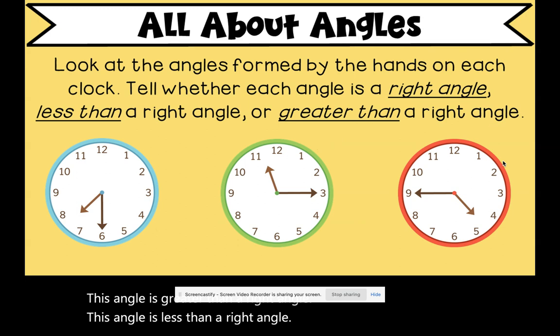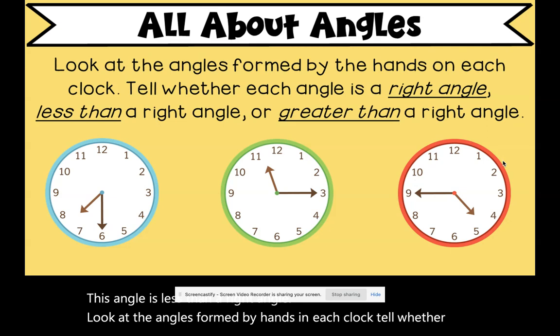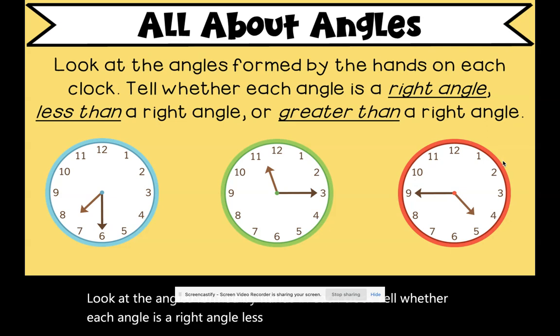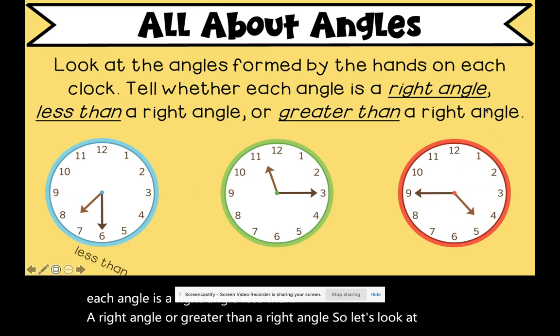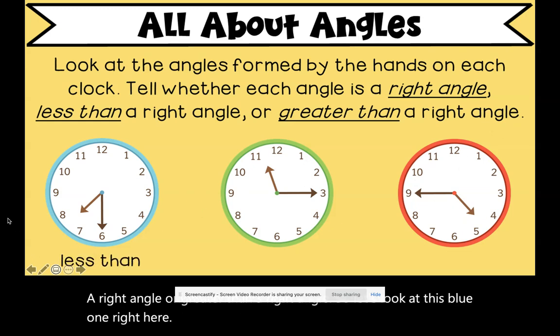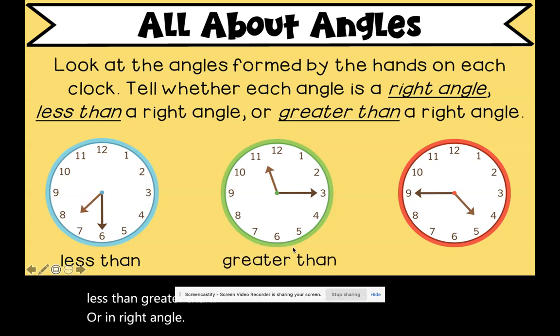Look at the angles formed by the hands in each clock. Tell whether each angle is a right angle, less than a right angle, or greater than a right angle. So let's look at this blue one right here. It is less than. See that arc right there? Okay. What about this one? Is this less than, greater than, or a right angle? Greater than. And this one? Greater than. Good job.